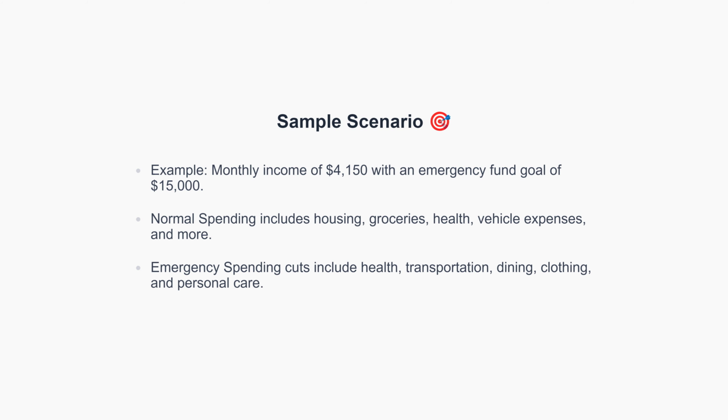On the normal budget side, you might spend on housing, groceries, health, vehicle expenses, dining, clothing, and personal care. In times of emergency, you would cut down on health, transportation, dining, clothing, and personal care, and halt contributions to savings and sinking funds. Now it's time to test your understanding.